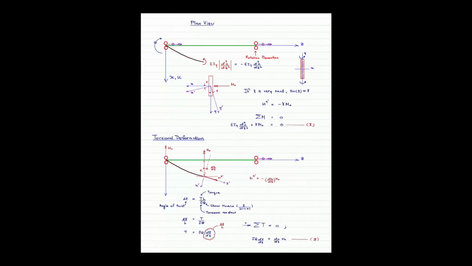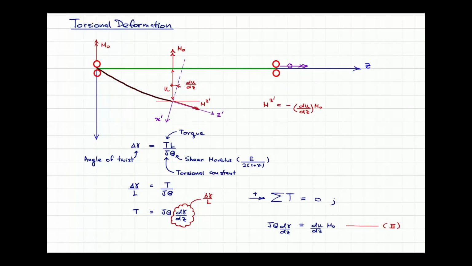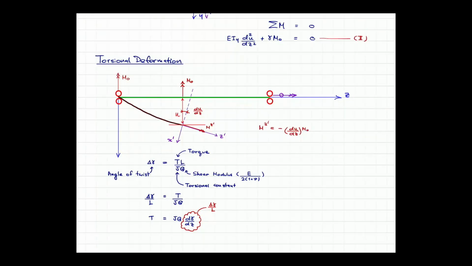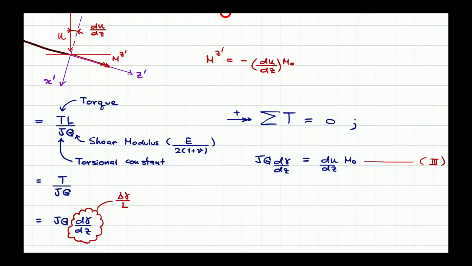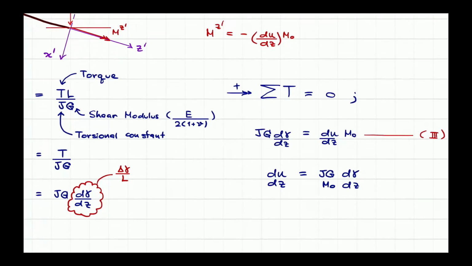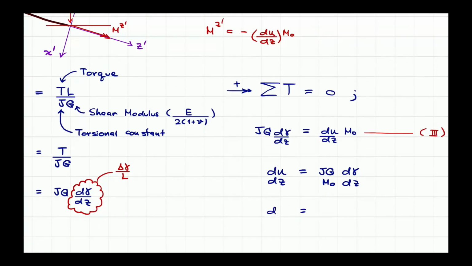And as a result, I think I can... as a result, du dz, we just move things around, jg over m naught d gamma dz, and if you take the second derivative for both sides, second derivative of u with respect to z square, it is jg over m naught, and then second derivative of gamma with respect to z square.